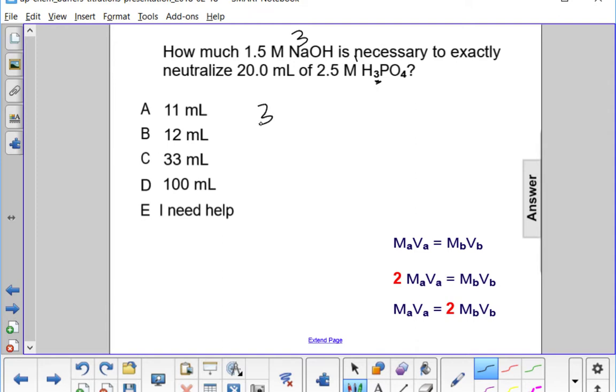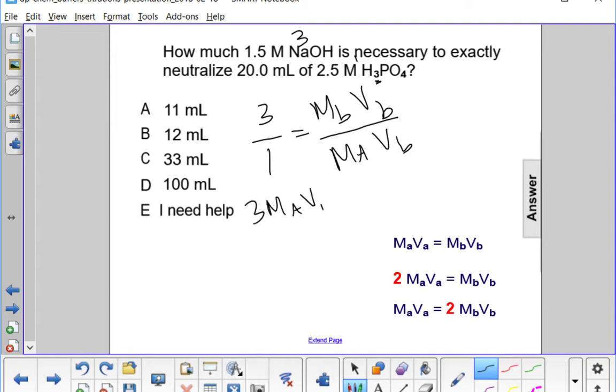So if I say 3 moles of base to 1 mole of acid, moles of base would be concentration times volume, and moles of acid would be concentration times volume. And so what we get here is 3 MAVA equals MBVB. Okay, and so we are looking for how much of the base, the volume of the base.